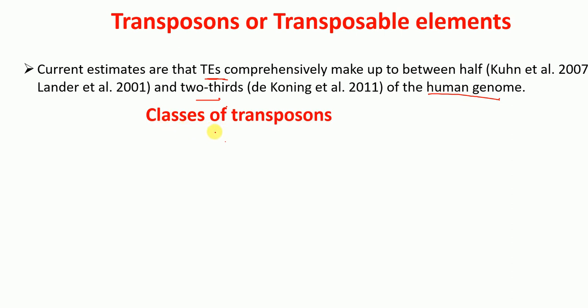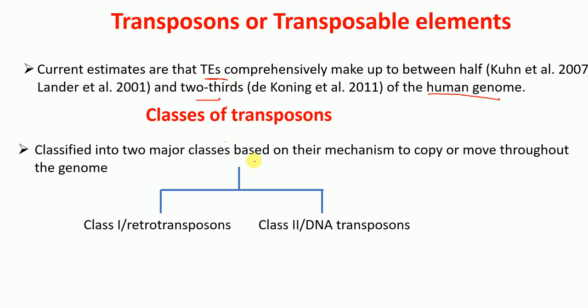So now coming to the classes of transposons. Transposons are mainly classified based on their mechanism to copy or move throughout the genome. Based on the mechanism of how they copy or move in the genome, they have been classified into two major types, that is class 1 transposons or retrotransposons, and class 2 transposons or DNA transposons.